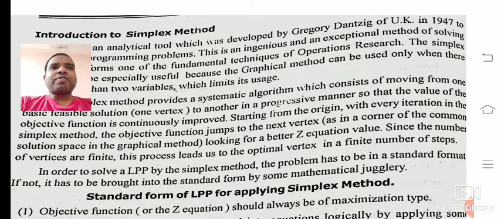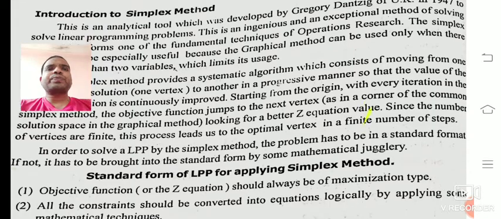The difference between the graphical method and the simplex method is that in the graphical method we are using only two variables, x1 and x2, with limited usage. If you have more than two variables, then we can use the simplex method. This is the difference between the graphical and simplex method. The graphical method is used where we have only two variables. If you have more than two variables, then we can prefer the simplex method.